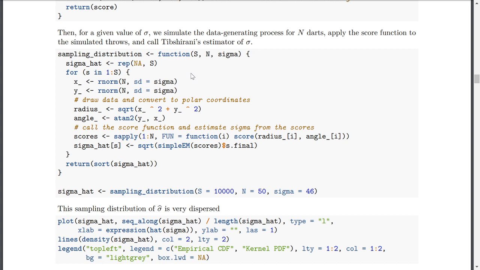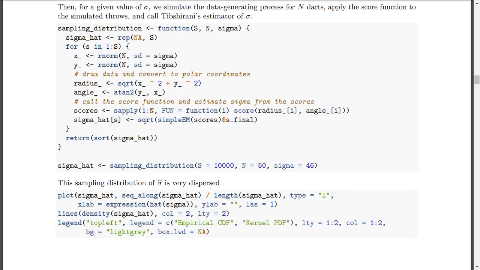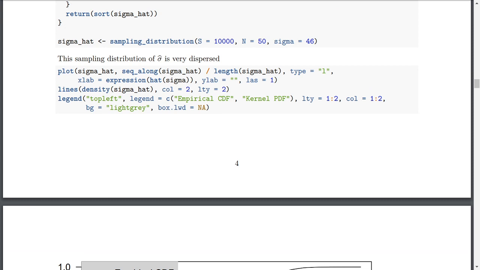You're just conditioning on the true sigma, drawing data, x and y coordinates, converting those to polar coordinates, the radius and the angle, calling the score function for each radius and angle, and then using this expectation maximization estimator that they have in the darts package in order to estimate sigma. So what is the conditional distribution of this estimator of sigma that only utilizes scores, conditional on the true sigma, which, like I said, is a little bit weird to think about, setting up this whole thing conditional on the truth when you don't know the truth.